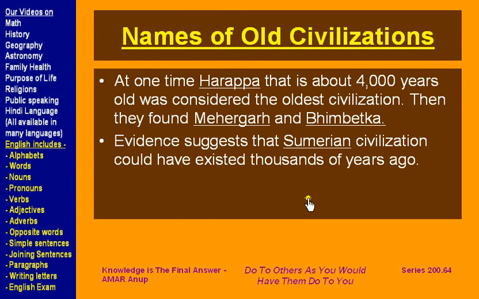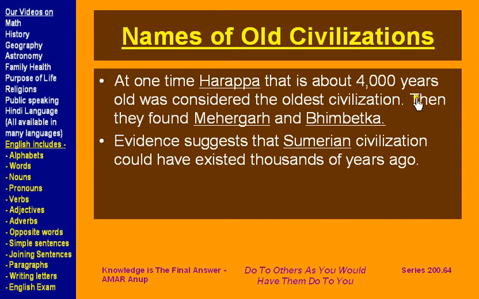Next is names of old civilizations are capitalized. So when we talk, at one time Harappa, that is almost 4000 years old, was considered the oldest civilization. H in Harappa, which is an old civilization, is capitalized.